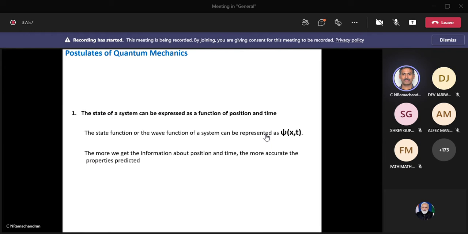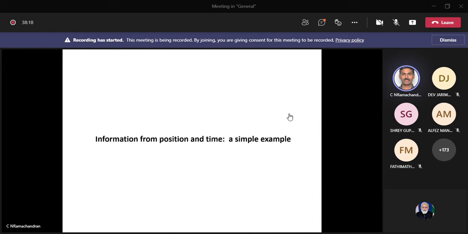Once again, forget about all the discussions for the beginners or those who never thought about those things. For them, I am telling, any system, no electron, no atom, no molecule, any system, I can talk about its properties and predict the properties if I know the position and time. You may think, how important is this position and time? That is very, very important, not only for an electron or an atom.